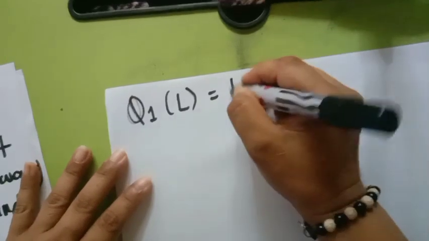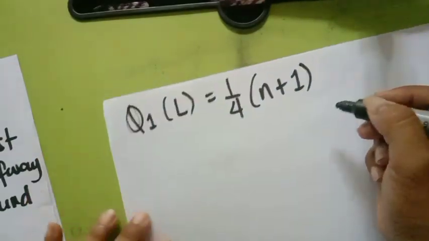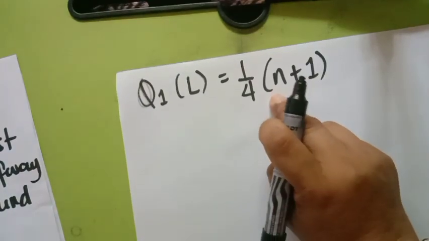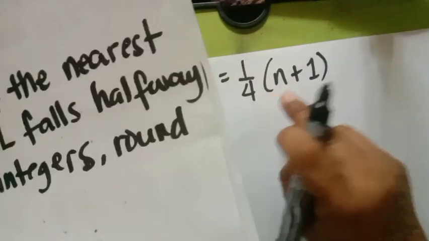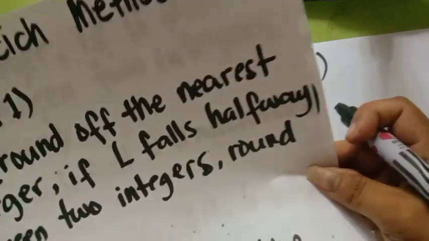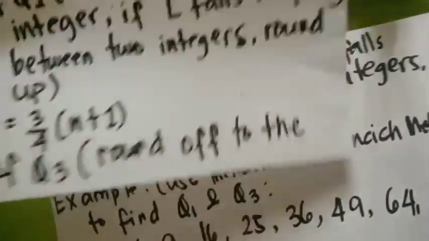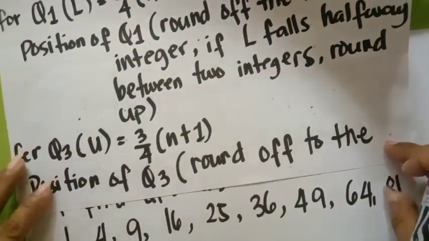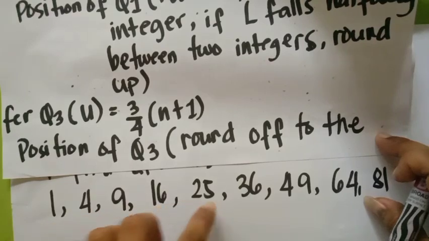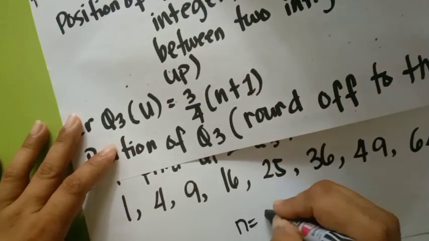gagamitin natin is 1/4 times n plus 1. N is the number of data in the distribution. Laging kapag sa stat, ang small n lagi is the number of data in the distribution. So, ilan yung data natin? 1, 2, 3, 4, 5, 6, 7, 8, 9. So, n is equal to 9.